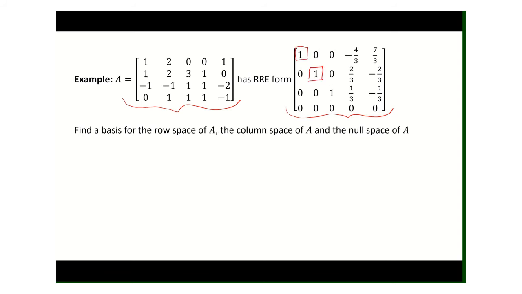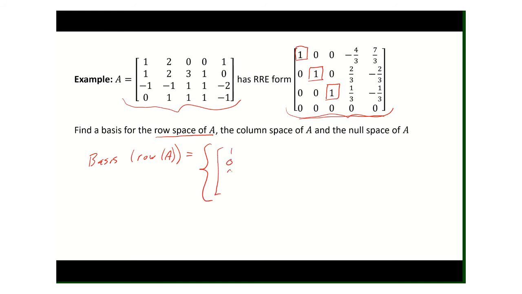Find your pivot entries, and then take those rows from your row reduced version, and that is the basis. So, first off, the basis for the row space of A. The basis for the row space of A comes from your row reduced echelon form.